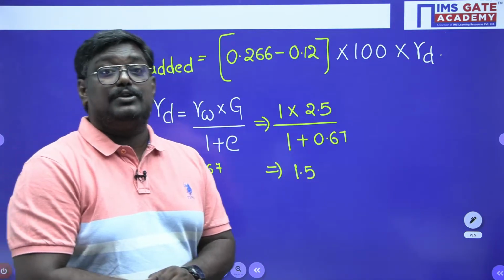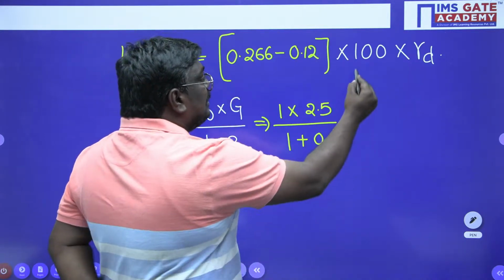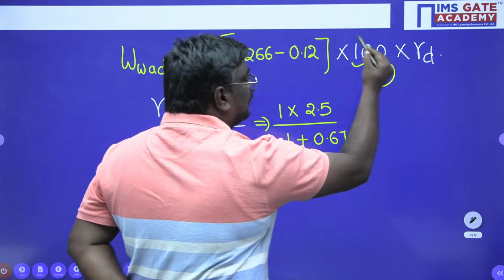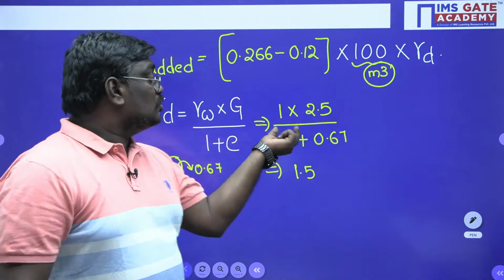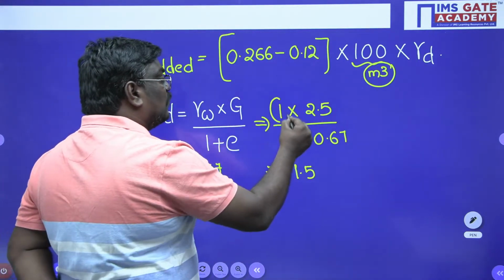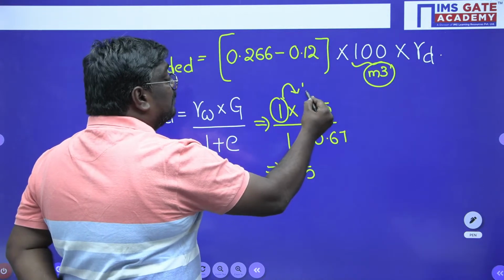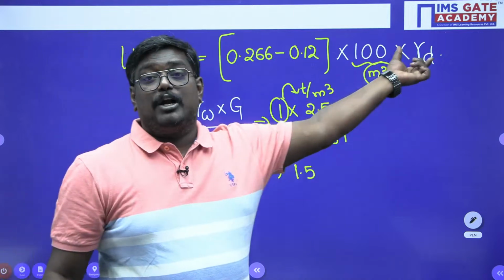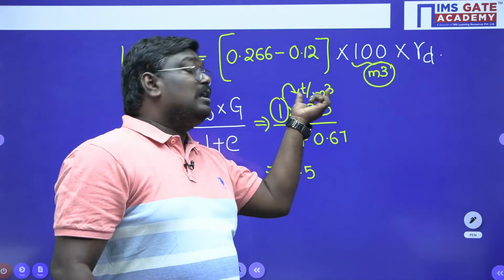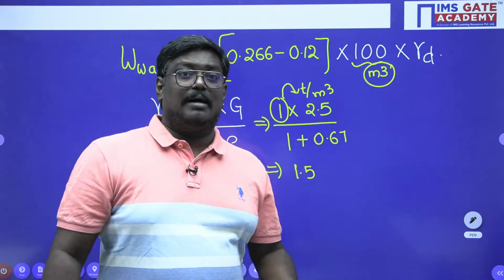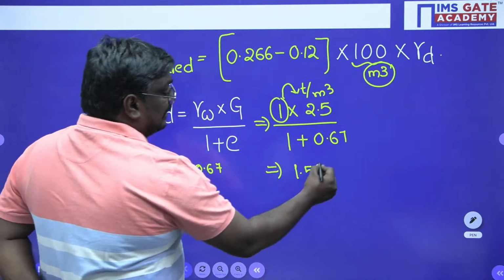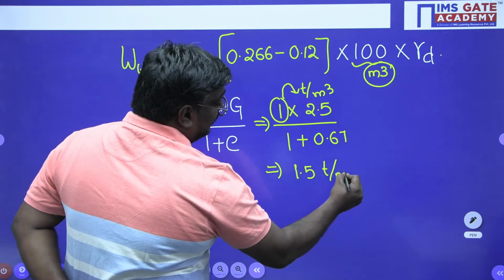This is very important, student. Again, I'll tell you, here the units of 100 are in meter cube. So you can directly take the units as ton per meter cube. Again, if you take gram per centimeter cube, then when you are doing the cancellation, either this ton per meter cube should be converted into gram per cc. So that conversion is not required. You can directly take it as 1.5 ton per meter cube.